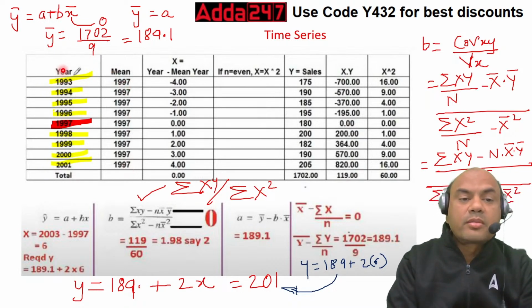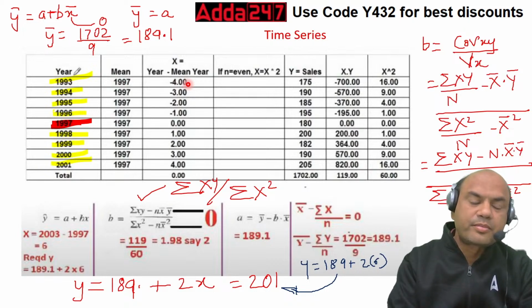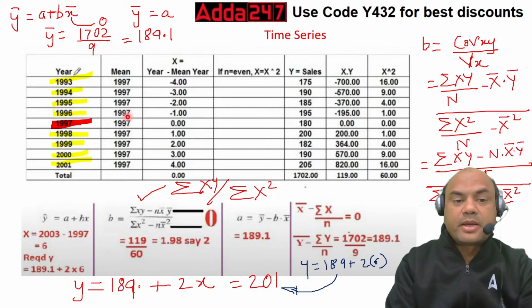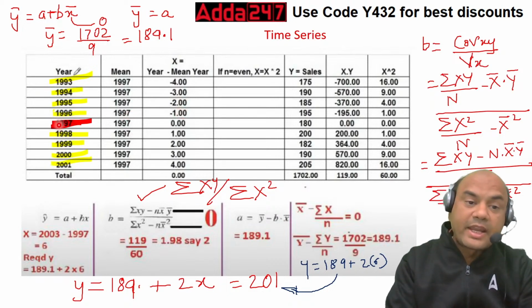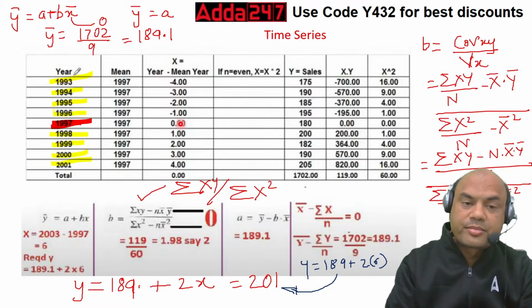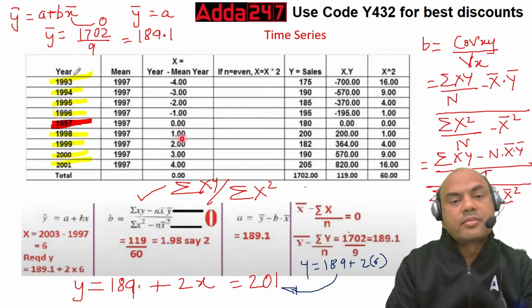Then do year minus mean, x minus x bar. So 93 minus 97, minus 4. 94 minus 97, minus 3. 95 minus 97, minus 2. 96 minus 97, minus 1. 97 minus 97, 0. 98 minus 97, plus 1. 99 minus 97, plus 2. 2000 minus 97, plus 3. 2001 minus 1997, plus 4. Now when you do it, do the summation.